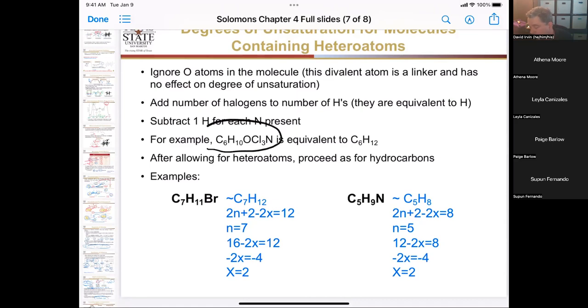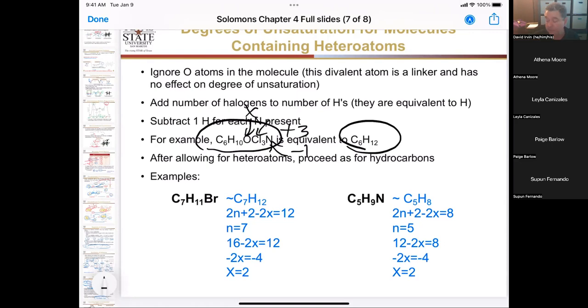So let's look at this right here. Oxygen, we don't worry about it. It counts as 0. Chlorine, we have to add 3 to the hydrogens. So we have 13 hydrogens. But we have a nitrogen here, so we have to subtract 1. That means we have 12 hydrogens. So our simplified form now is C6H12. And when we look at our C6H12 and run our math, we can see how it works.